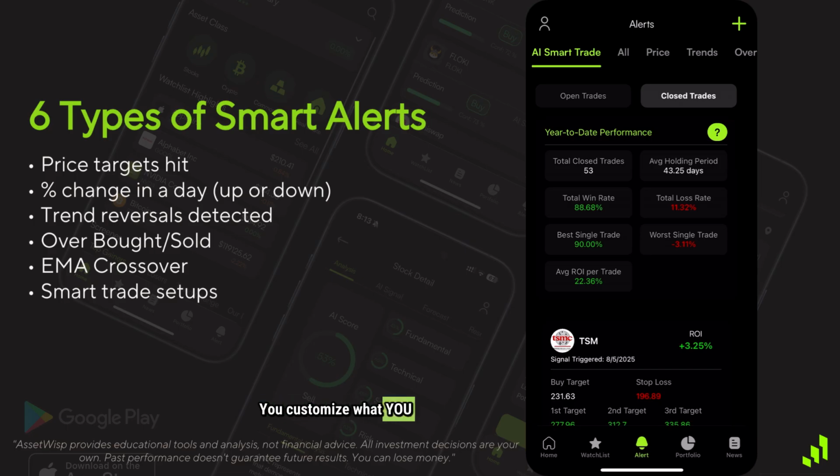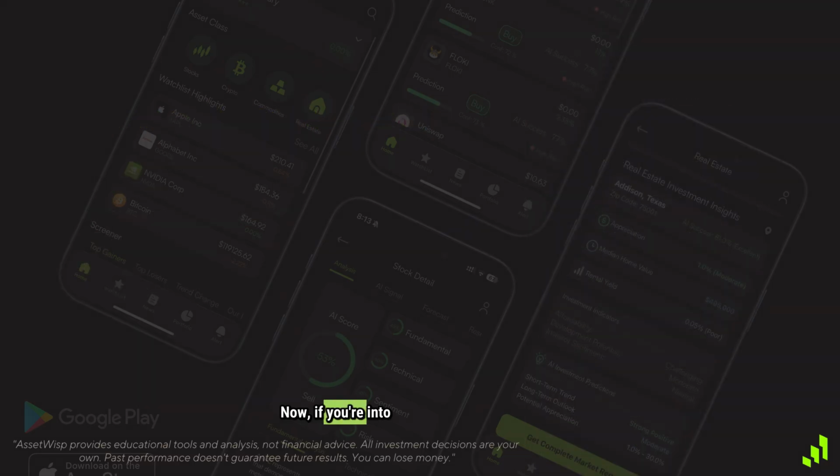You customize what you want to be notified about. And these aren't annoying spam notifications. These are actionable, timely signals that help you make informed decisions at the right moment. Set it once and let the app work for you in the background. That's automation done right.